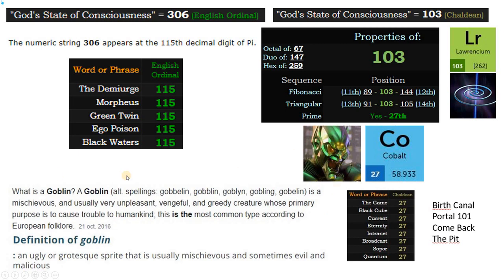Goblin means mischievous. I have put two definitions of a goblin. So the first one says, what is a goblin? A goblin is a mischievous and usually very unpleasant, vengeful and greedy creature whose primary purpose is to cause trouble to humankind. Not very nice indeed, so this explains a lot of things. And the second definition says, an ugly and grotesque sprite that is usually mischievous and sometimes evil and malicious. So this is what is running this matrix. And we saw in this presentation that the nature of this entity was not benevolent.